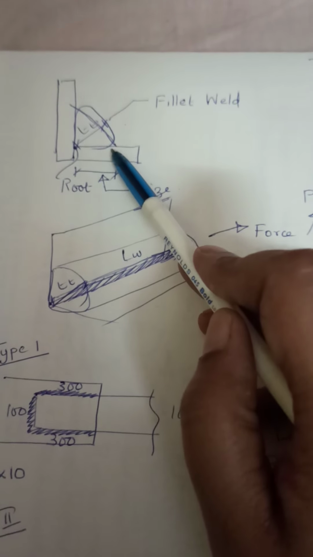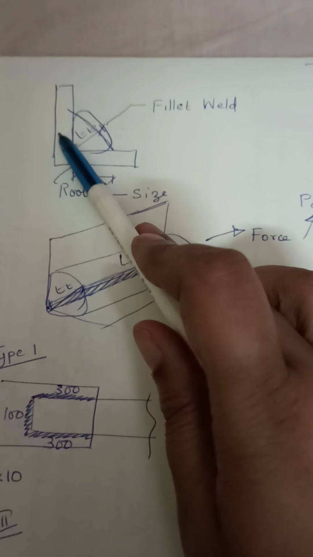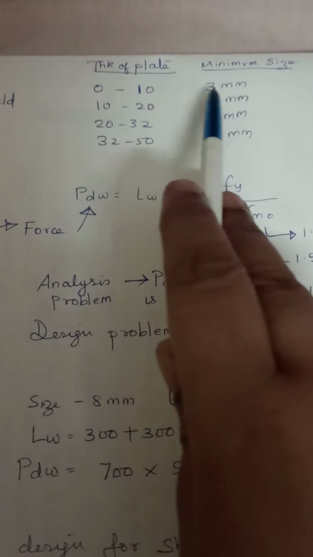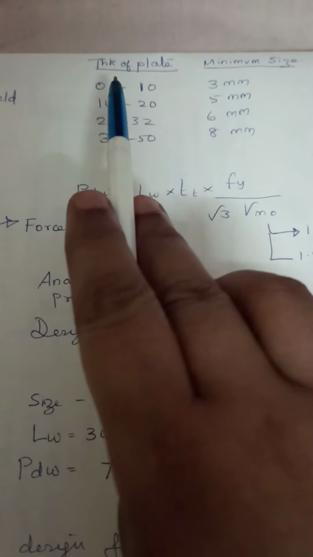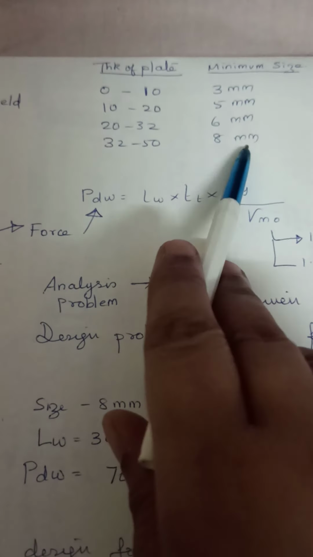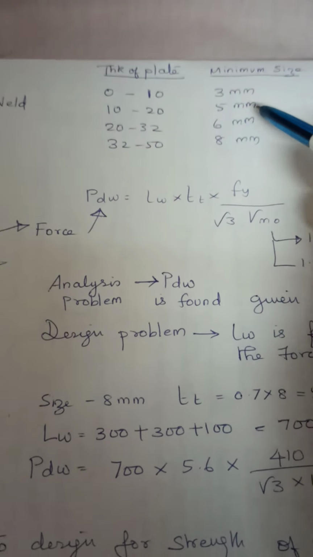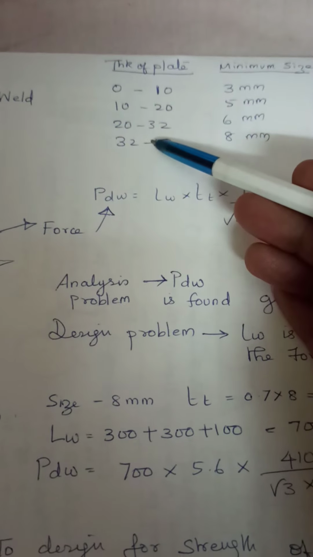called the size of the weld, and the size of the weld depends upon the plate thicknesses to be connected. IS 800 provides plate thickness versus the size of the weld data. We can choose the size of the weld depending upon the plate thickness from the table, usually 3 mm, 5 mm, 6 mm and 8 mm depending upon the plate thickness.